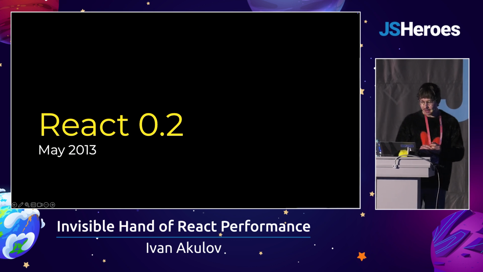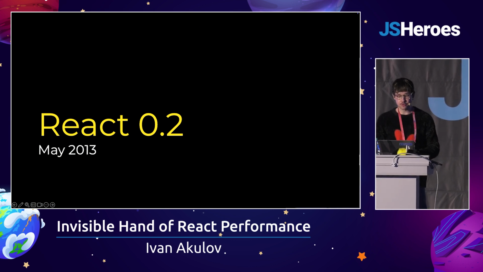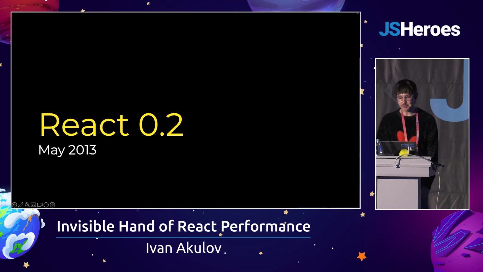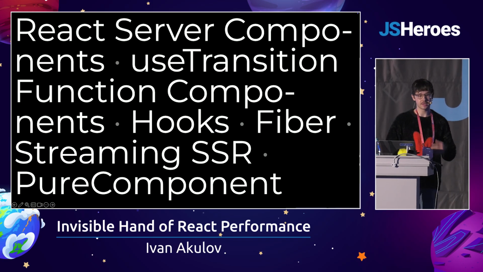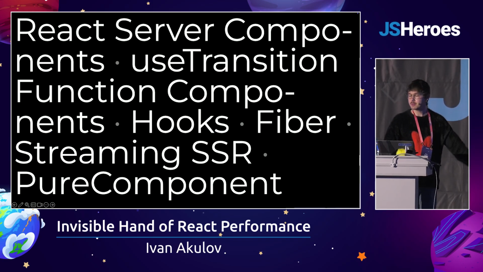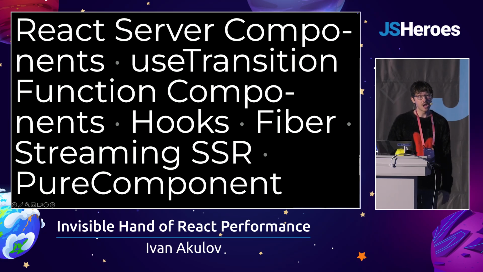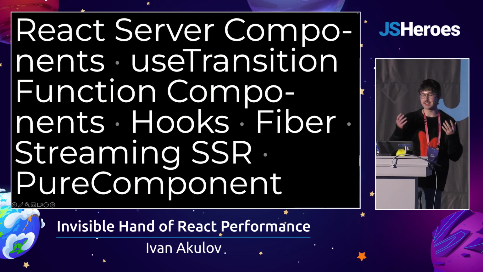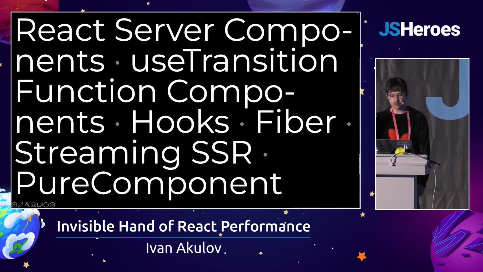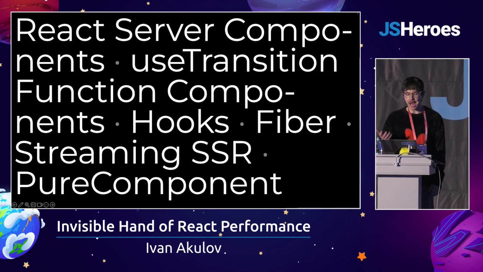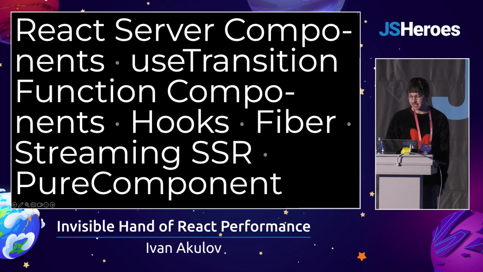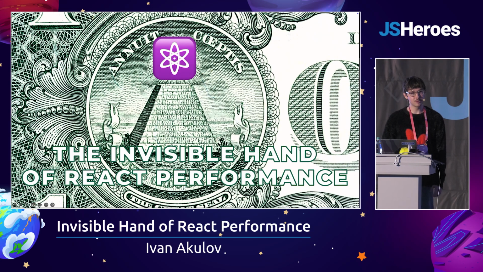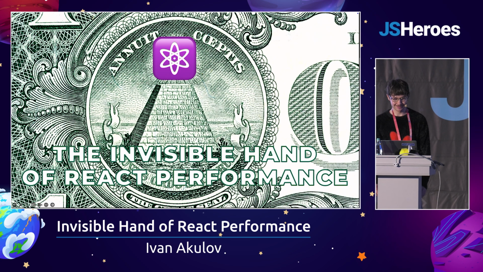So React has been around for 12 years. Over these 12 years, it went through a ton of changes. Some of them improved composability, some of them directly aimed to improve performance. But today, I want to talk about the improvements that most developers didn't notice, that I didn't notice for years. Improvements that React slipped under our noses to make our apps faster. In other words, I want to talk about the invisible hand of React performance.